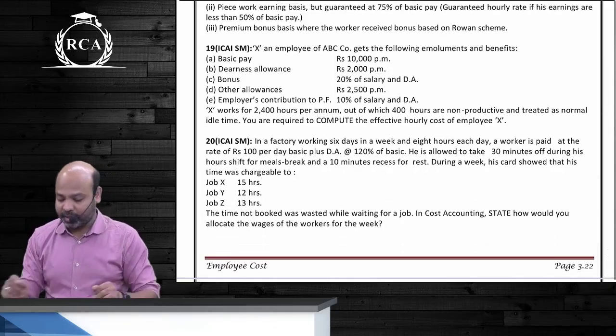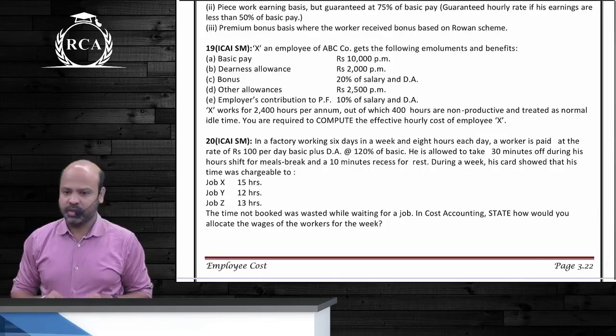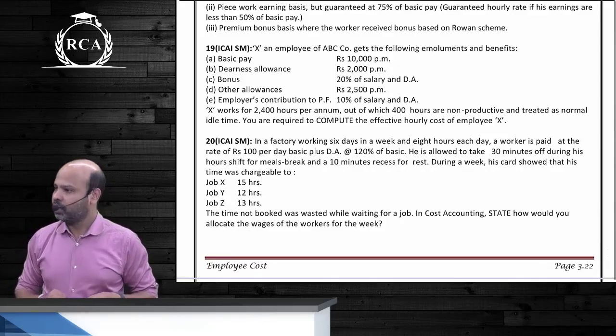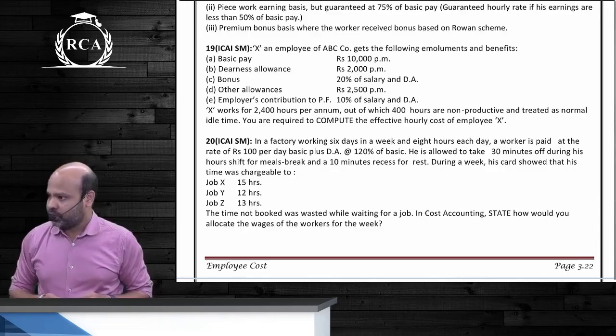Question number 19, guys, page number 3.22. 19th question.